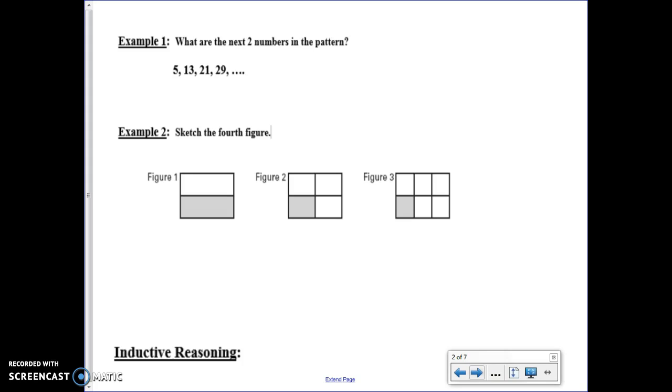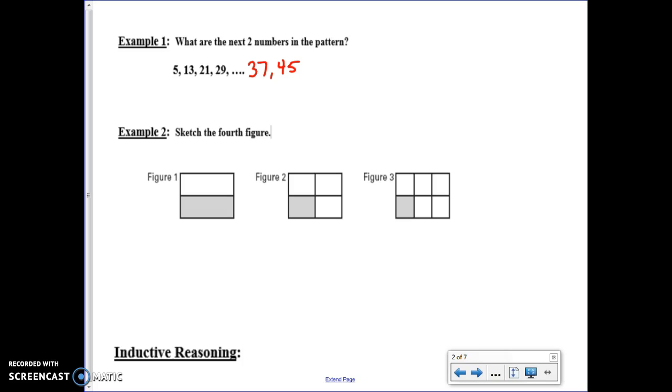All right, hopefully you paused it and are back with me. The next two numbers here should be 37 and 45. How do we get there? You should have noticed that we were adding 8 every time to get to those next two numbers. All right, let's look at example 2.